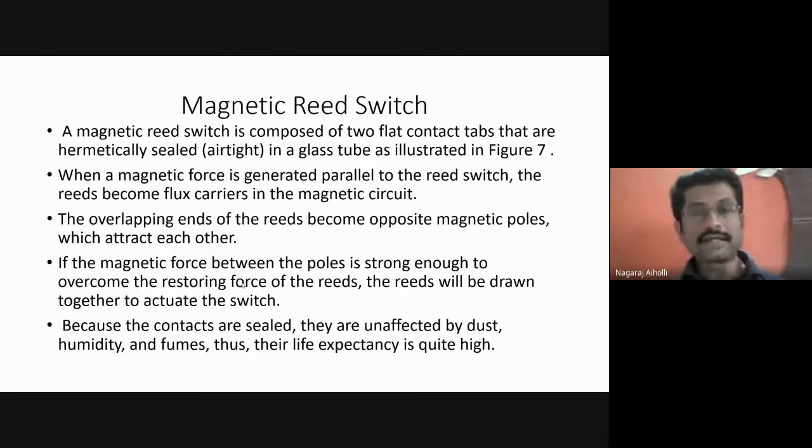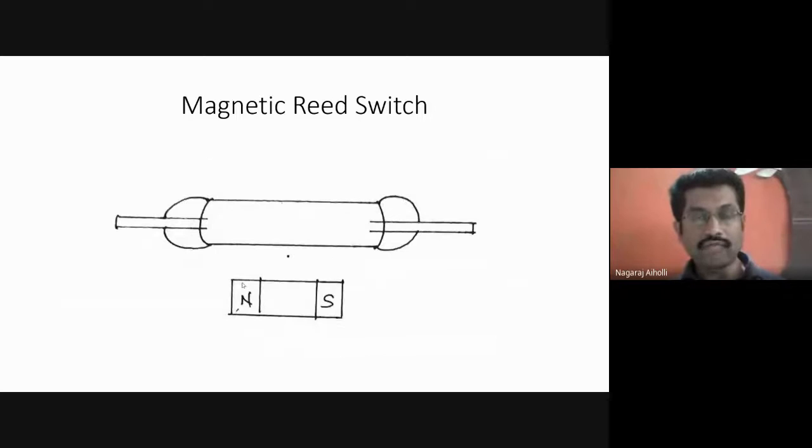The magnetic reed switch consists of two flat contact tabs or two flat surfaces. This is how the magnetic reed switch looks. What you see on the left side and on the right side are flat tabs, flat surfaces. They are called reeds.